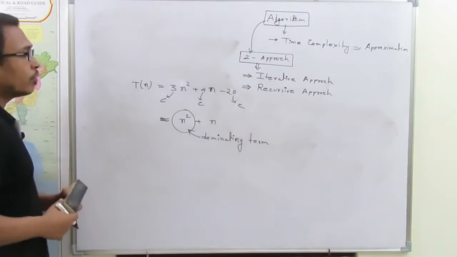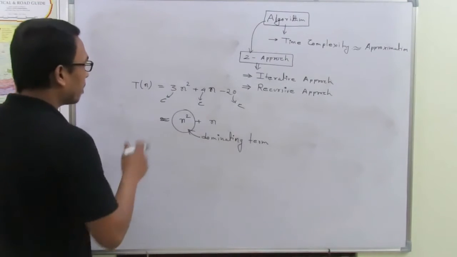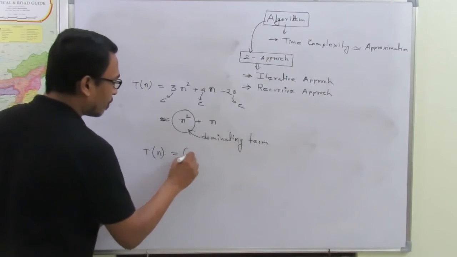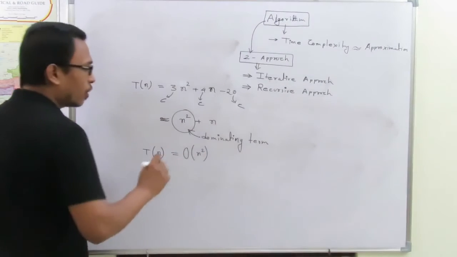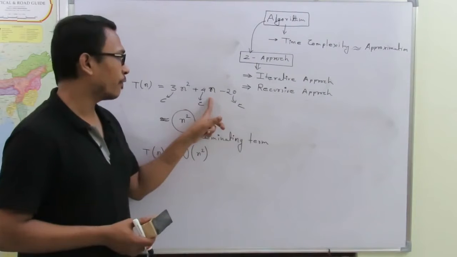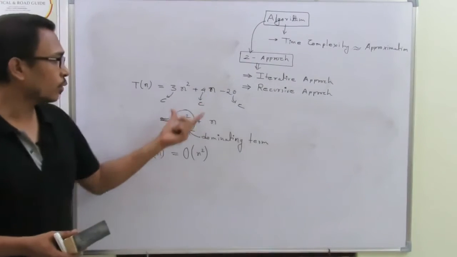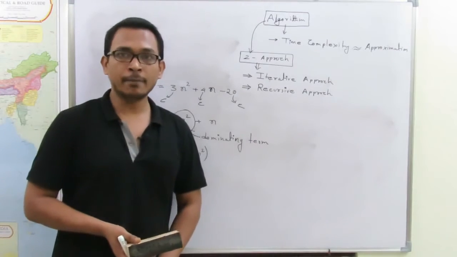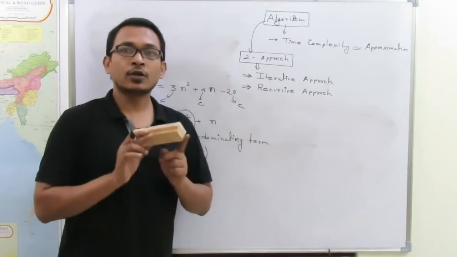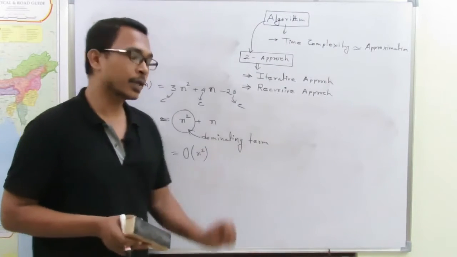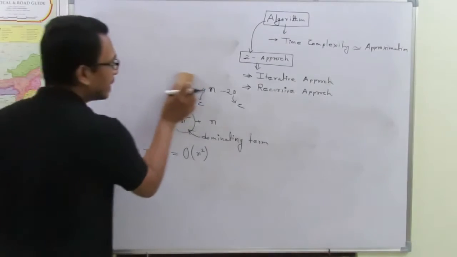So what will be the time complexity of this particular problem? The time complexity will become T of n equal to order of n square. Hope you understood the concept, how we get multiple terms of number of inputs, and among those terms, the one that represents the time complexity of the problem is the most dominating term present in the equation. Clear? So let's take one more example.